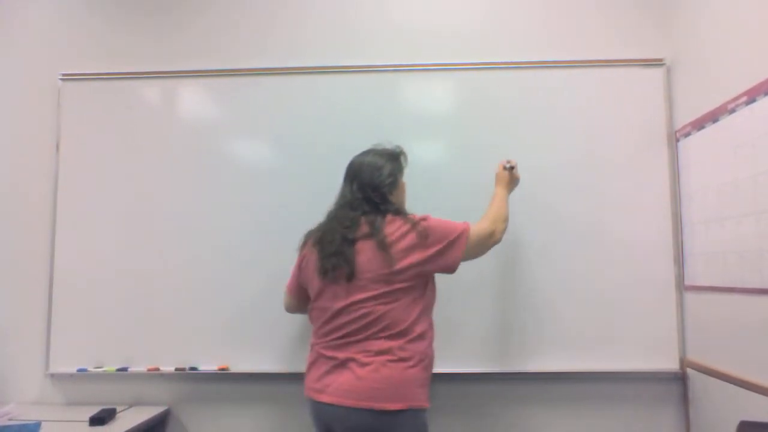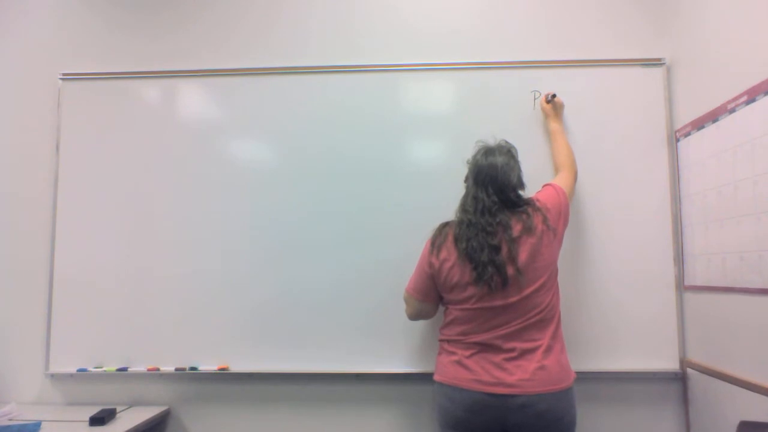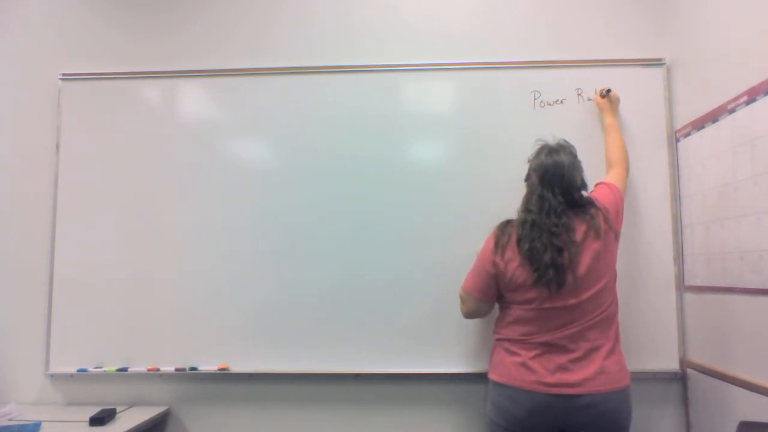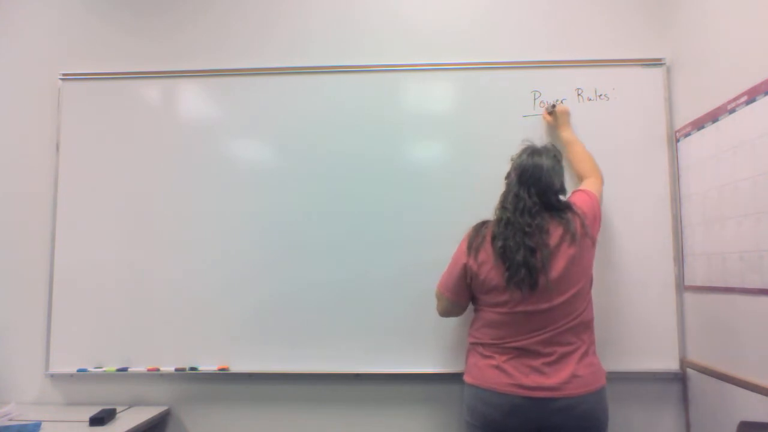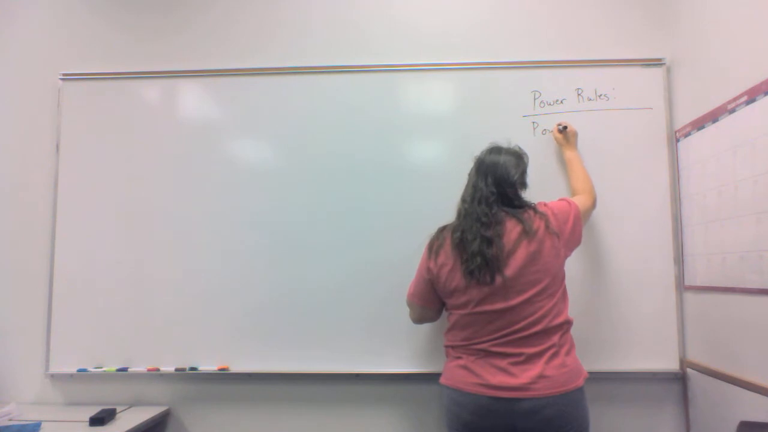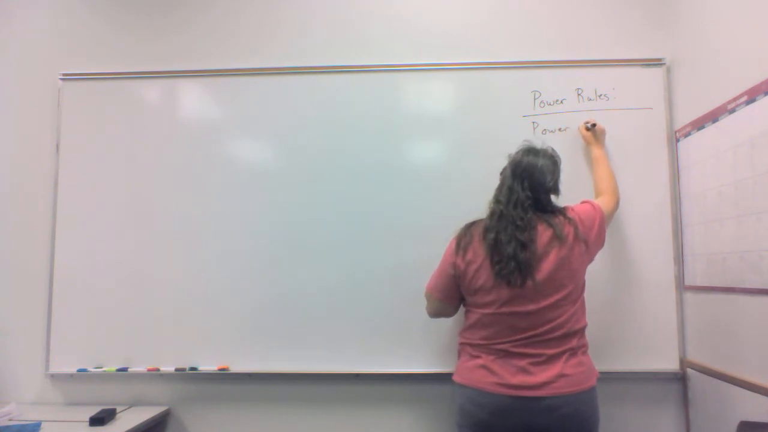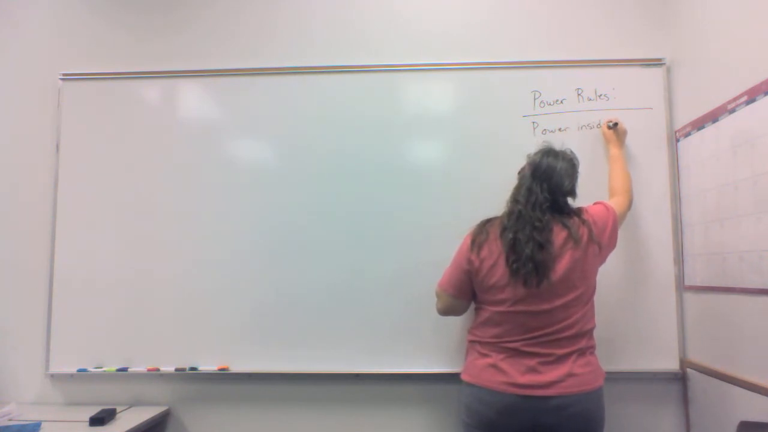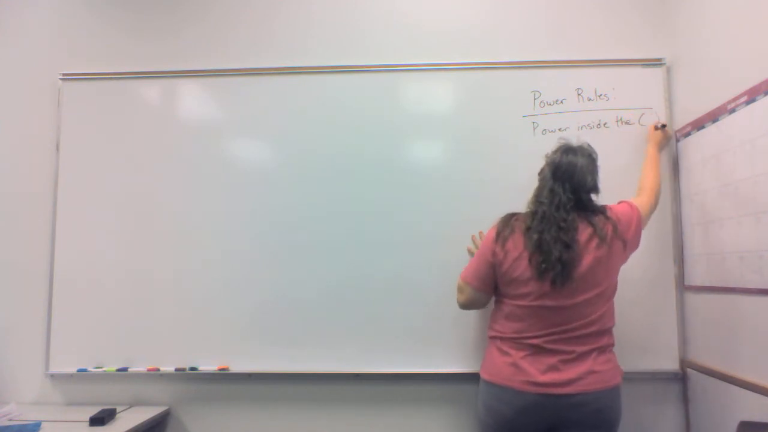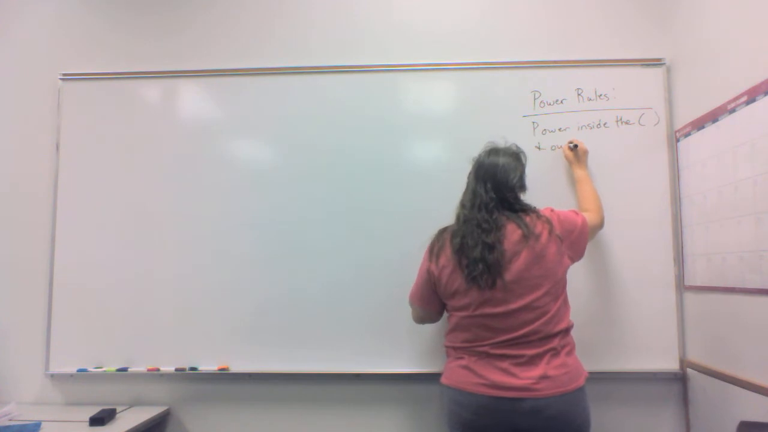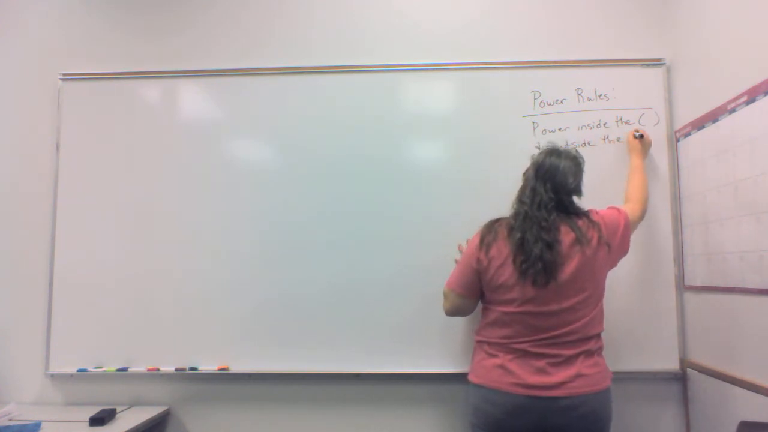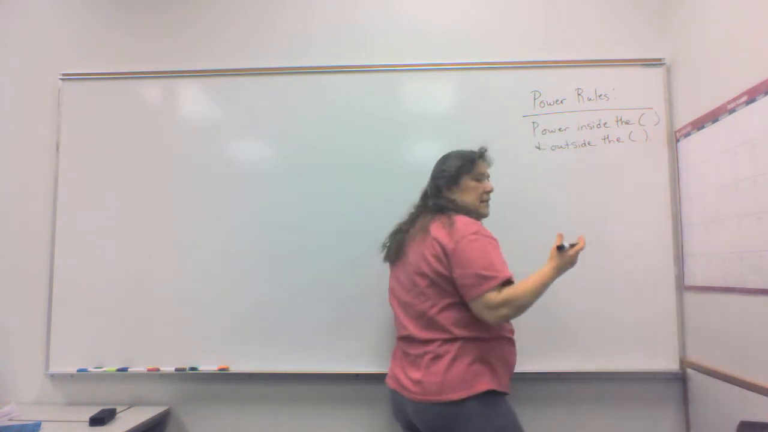Okay, power rules. To have power rules, you need to have power inside the parentheses, or an exponent inside the parentheses, and outside the parentheses. Okay, so let's look at an example.